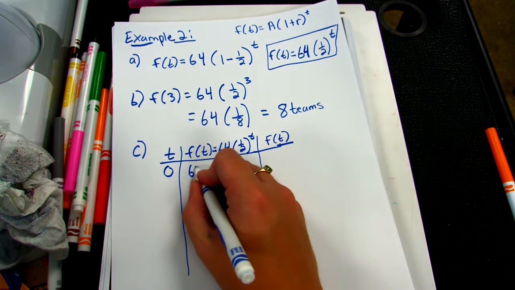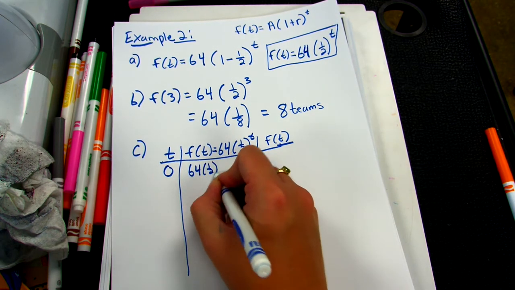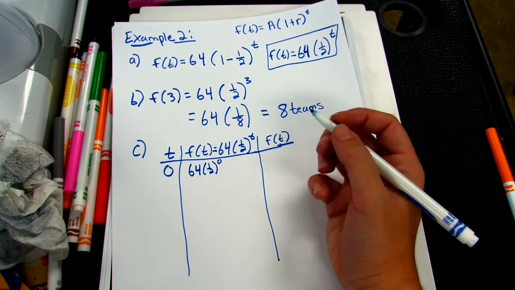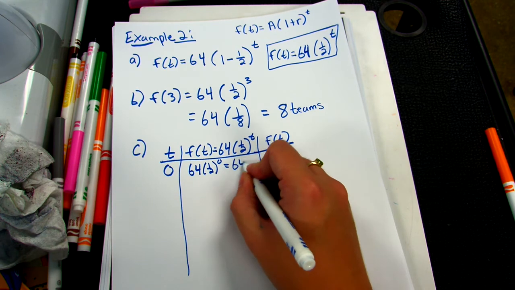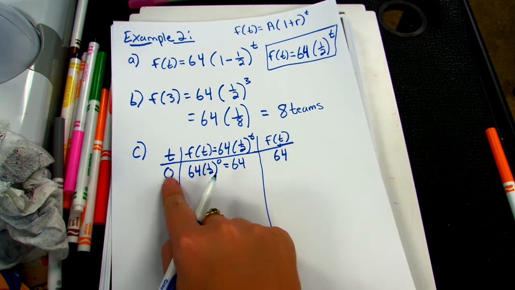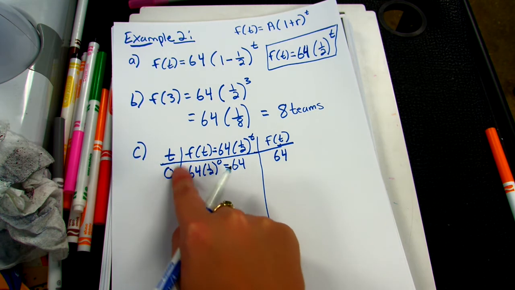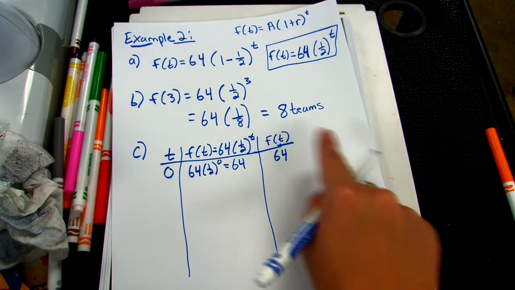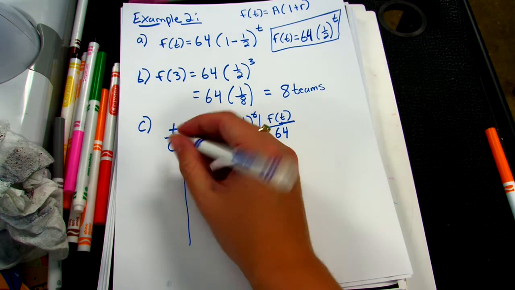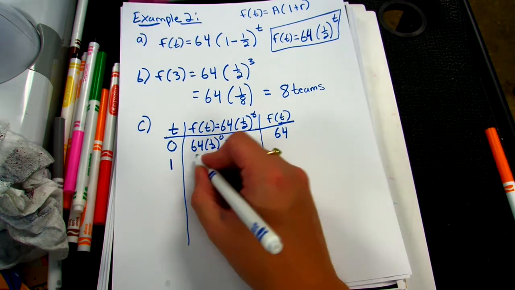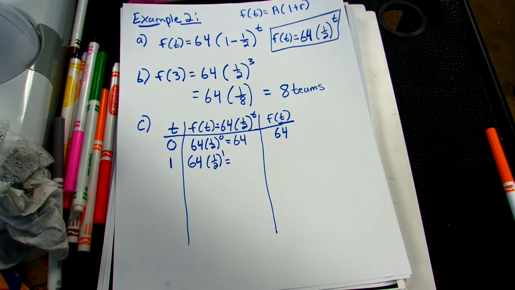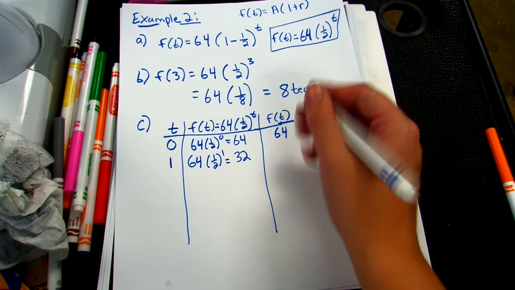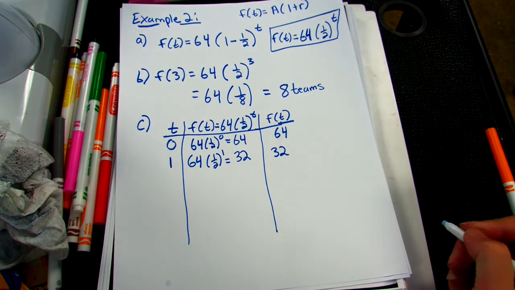So we get 64 times 1/2 to the 0 power. Anything to the 0 power is 1. So 64 times 1 is 64. So at the very beginning, before there are any games played, 0 games played, there are 64 teams. Well, what after one round? After one round, let's see, we do 64 times 1/2 to the first power. 1/2 to the first power is just 1/2. Half of 64 is 32. So after one round, there are 32 teams left.